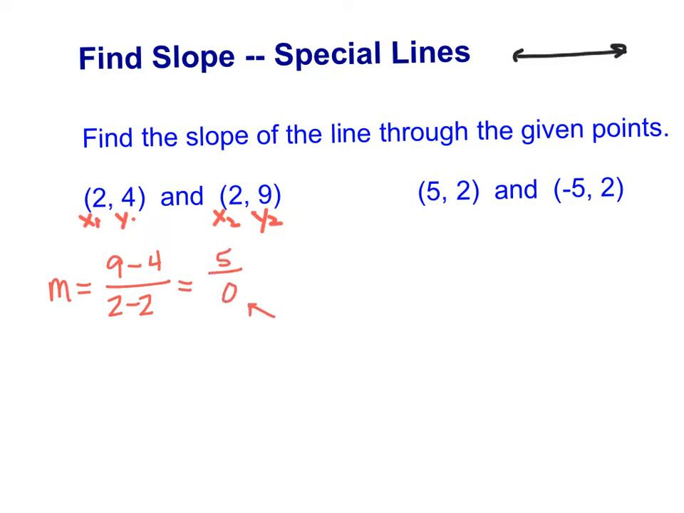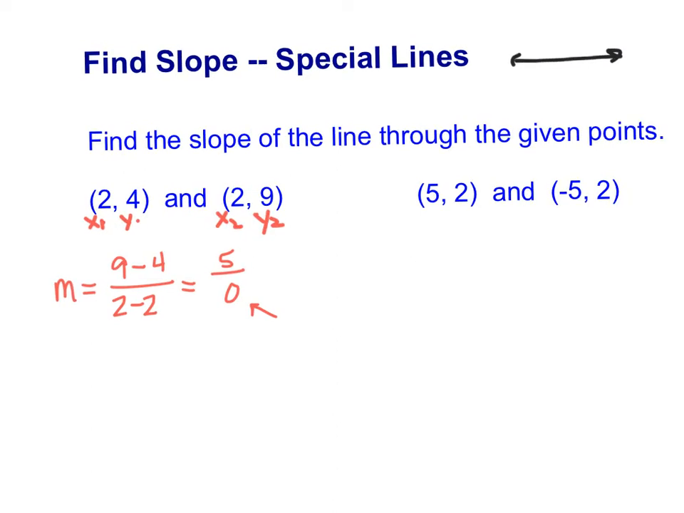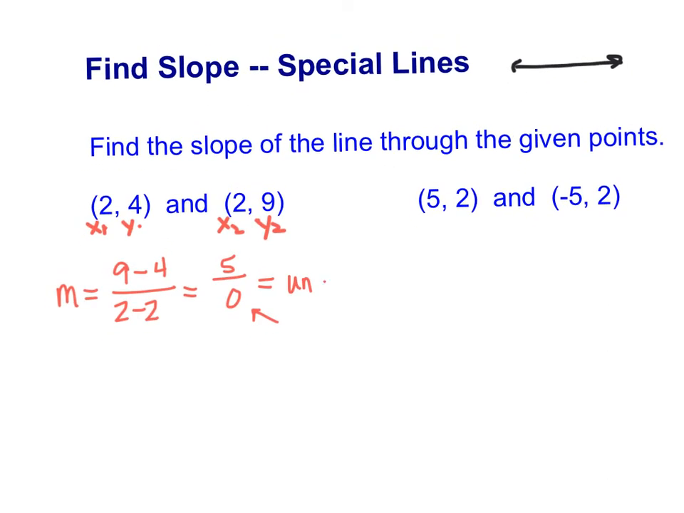So I want you to notice that 0 showed up in our slope. Anytime 0 shows up in your slope, it's going to be a horizontal or vertical line. It's either going to equal 0 or it's going to be undefined. You can always type this into your calculator just to make sure that you don't get this mixed up.